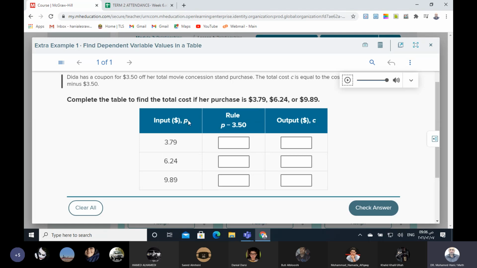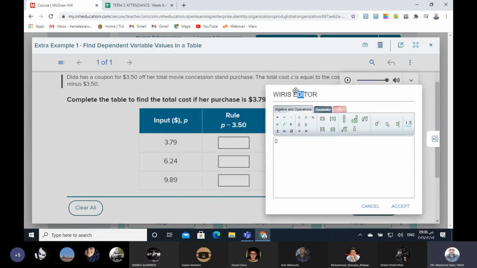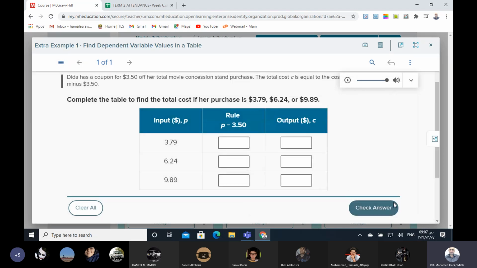So when the price now is 3.79, b means 3.79, so we can write 3.79 minus 3.50. This is the rule. Now, how to get C? Find the answer here.